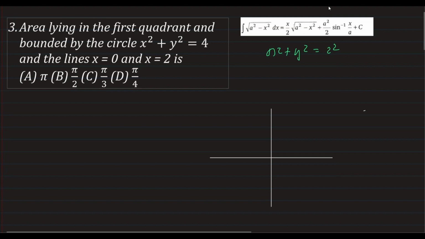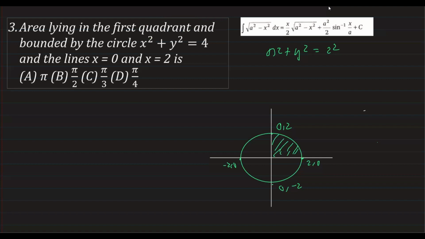So we'll make a circle first. Let's say I make a circle here. And we can figure out that the center is 0, 0, and the radius is 2. So it's going to be 2, 0. This is 0, 2. This is minus 2, 0. And this is 0, minus 2. Now we just have to find the area of this in the first quadrant. So this is what we are required to find out. Further, it is bounded by this and the line x is equal to 0. So what is x is equal to 0? x is equal to 0 is the y-axis itself, right? So x is equal to 0 is the y-axis itself.